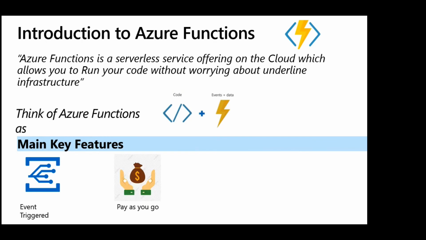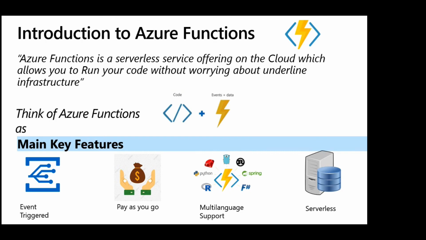It's pay as you go. If your function is not running, you don't pay it. It's when your function is executing it regularly, then only you pay it. So pay as you go. Multi-language support. As I said, you can run almost all of the languages. You can run Python, F#, Ruby, R, C#, PowerShell. So language independent. You can run on Windows as well as on Linux. It's a cross-platform. And serverless. Of course, you don't need virtual machine to host your Azure Functions. You can just go and spin up your Azure Function resources.